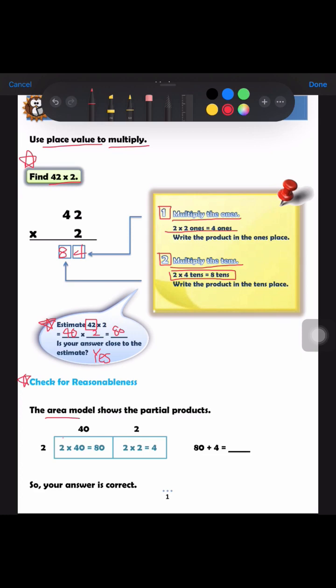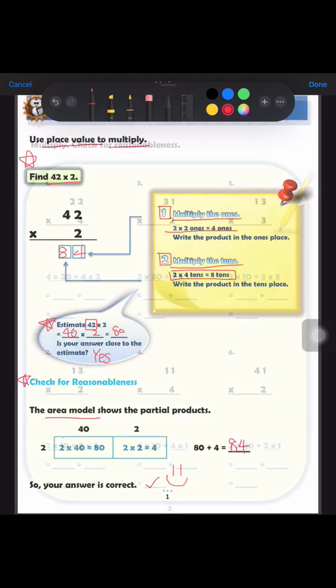We use the area model to show the partial products. We split 42 into 40 and 2. So 2 times 40 equals 80. And 2 times 2 equals 4. And then we add them together, equals 84.